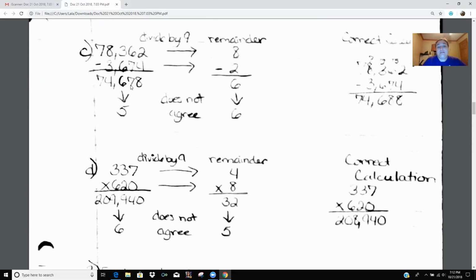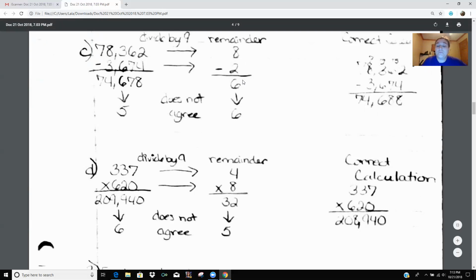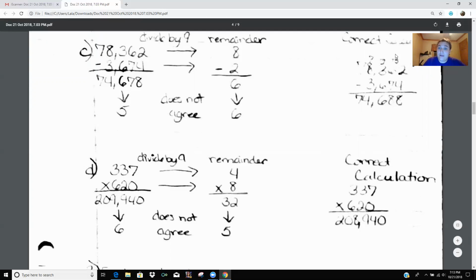So 74,678 divided by 9 gives you 5. When you divide 6 by 9, it'll give you a remainder of 6. 5 and 6 do not agree, so the answer they give you is not correct. So over here we do the correct subtraction.